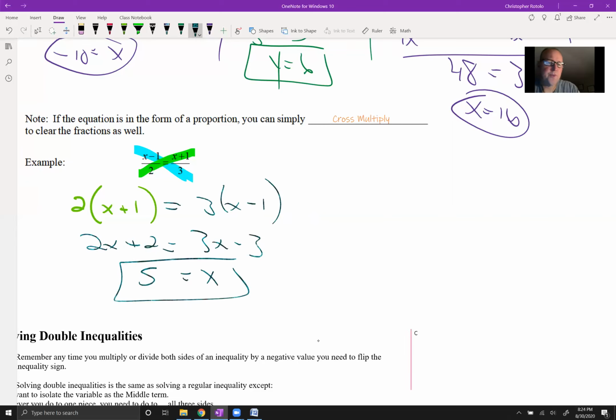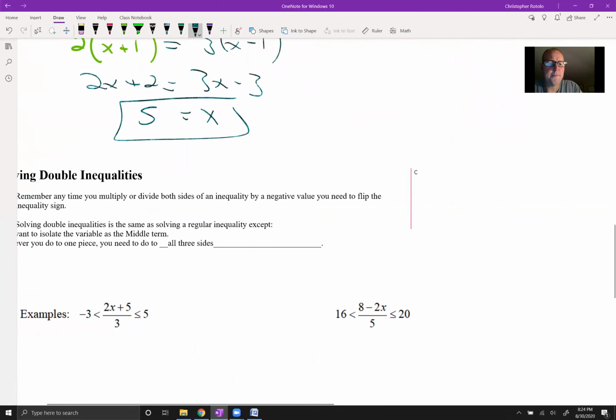So cross multiply, don't forget that is the strategy you can use. No matter how complex it looks, we can always do that.